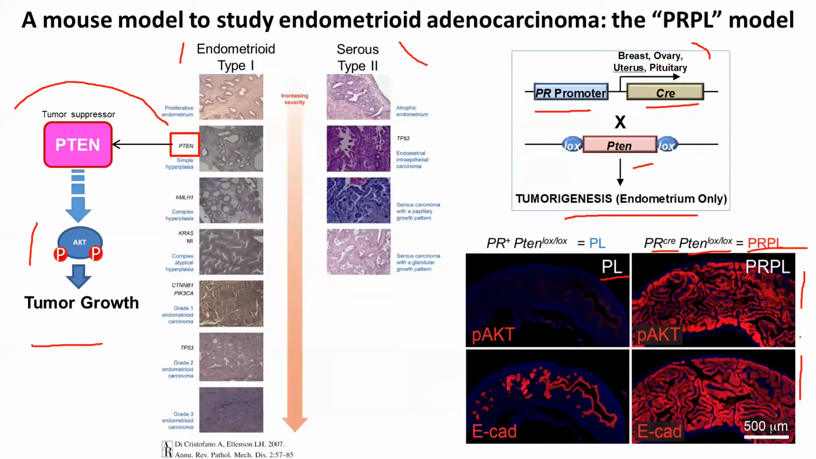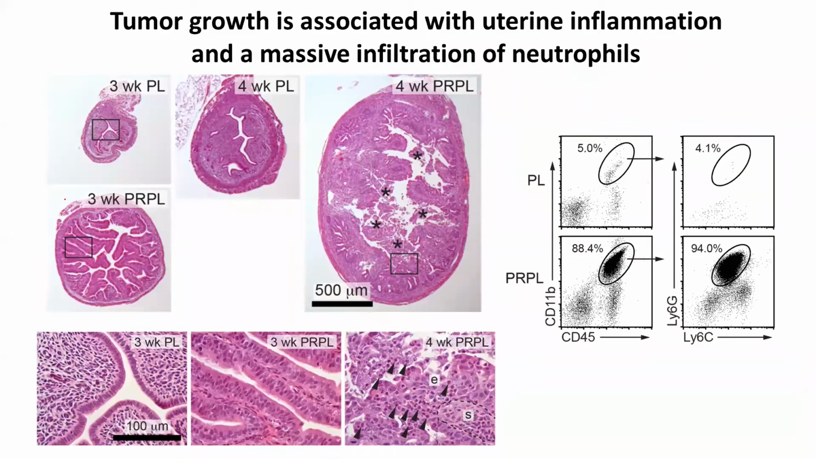From these mice, we show that these purple mice at 3 weeks of age exhibit a very structured structure with a massive and uniform hyperplasia compared to the control PL mice. At 4 weeks of age, so at an early stage of tumor development, the structure of the purple uteri appears to be a lot more disorganized, with a lot of intraluminal debris, as you can see here with the asterisks, and a massive infiltration of inflammatory leukocytes.